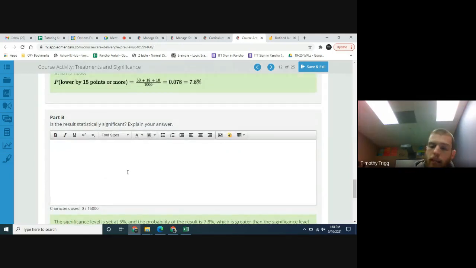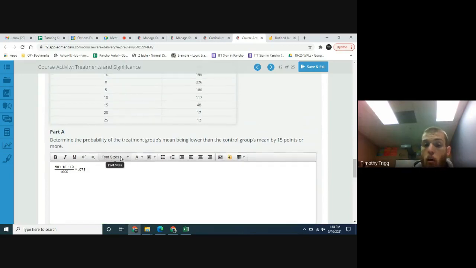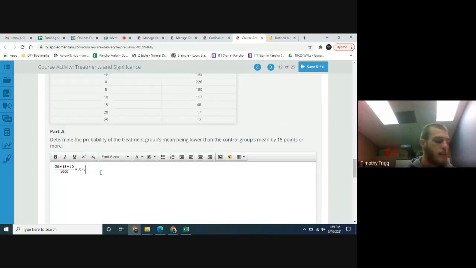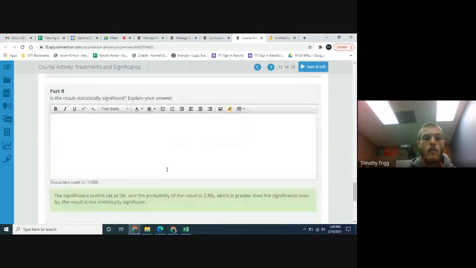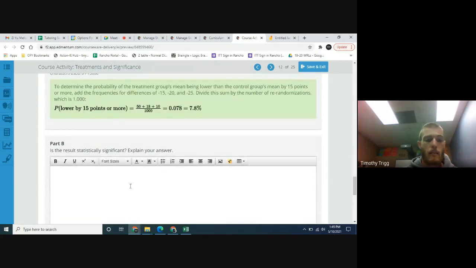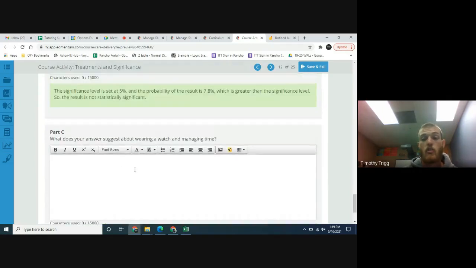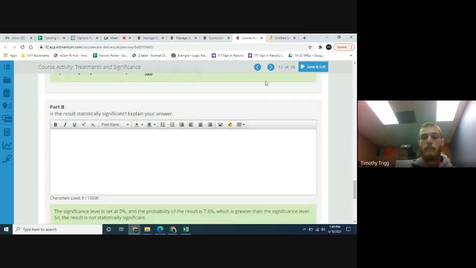Is this statistically significant? So 7.8%, is that going to be statistically significant? Well, remember, we set our significance level to 5%. So if it's lower than 5%, we would say it's statistically significant. Well, this is higher than 5%. This is 7.8. So we would say it's not statistically significant. So see if you can explain part B and see if you can answer part C. When they're not statistically significant, what does that tell you? See if you can answer those.